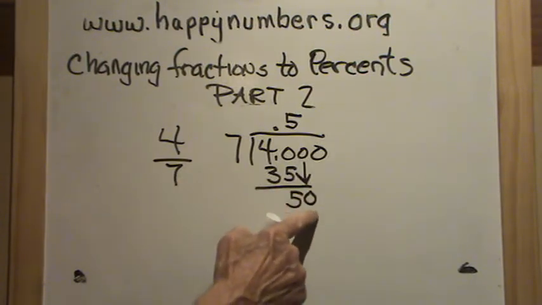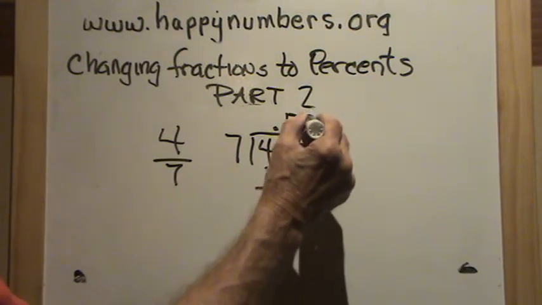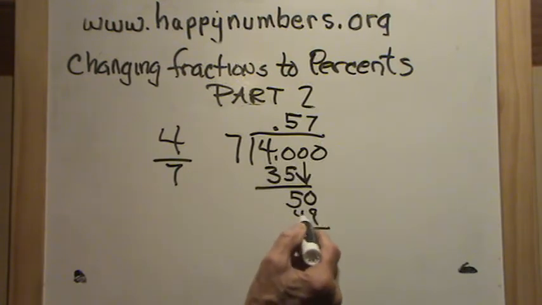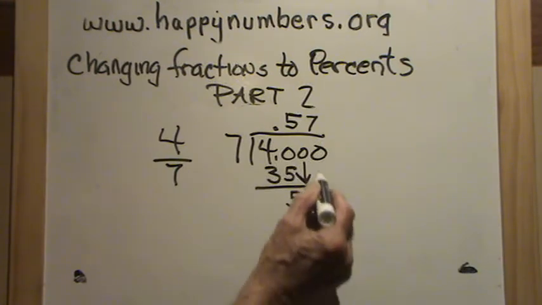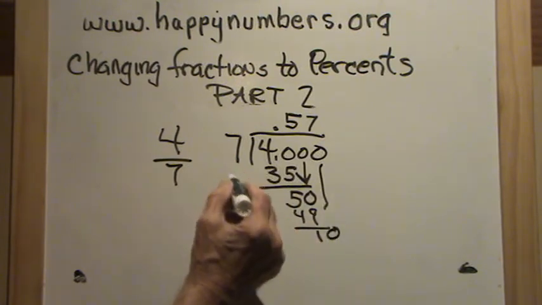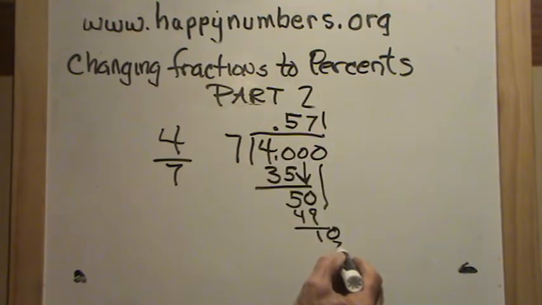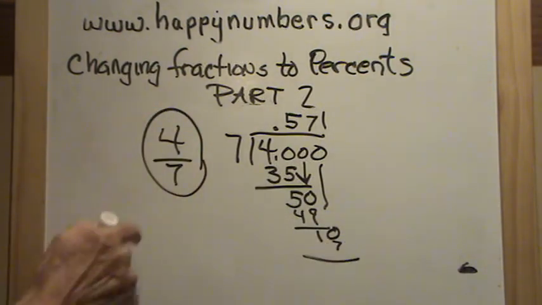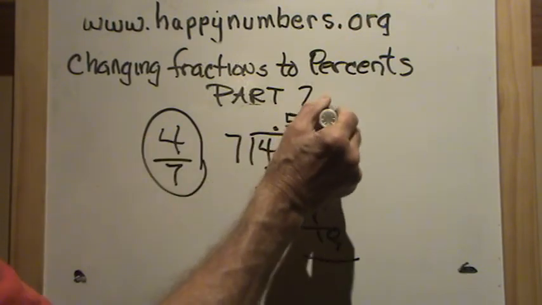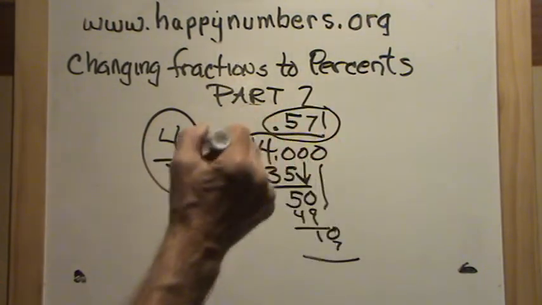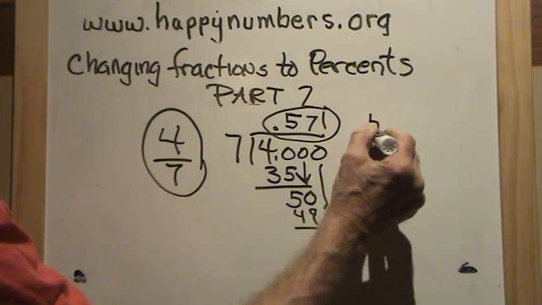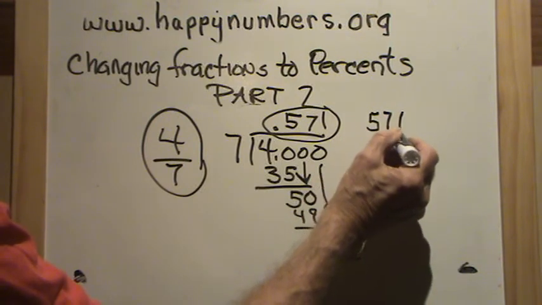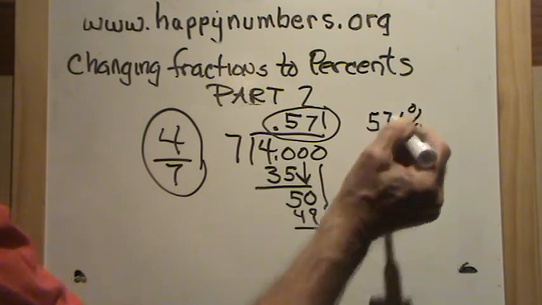7 can go into 50 7 times. 7 times 7 is 49. 50 take away 49 is 1. Bring down a 0. 7 can go into 10 one time. 1 times 7 is 7. And we've gone far enough here now. So we've changed our fraction 4/7 into a decimal fraction, 571 thousandths, and we know we move 2 places to the right, 1, 2, and we get 57 1/10%.